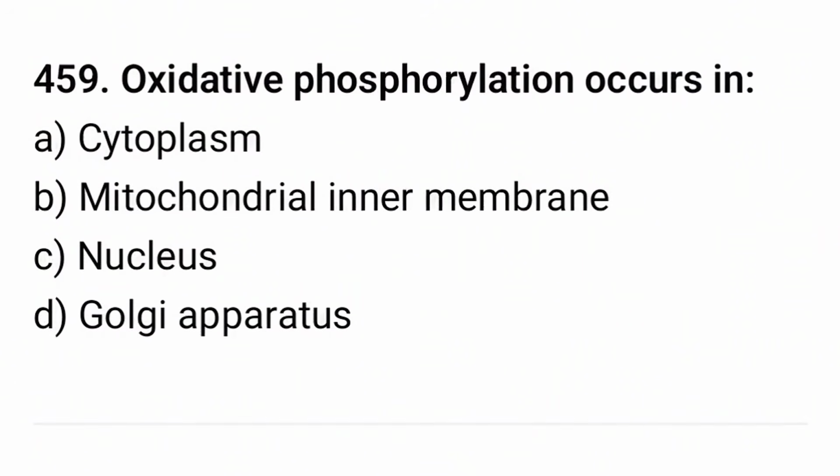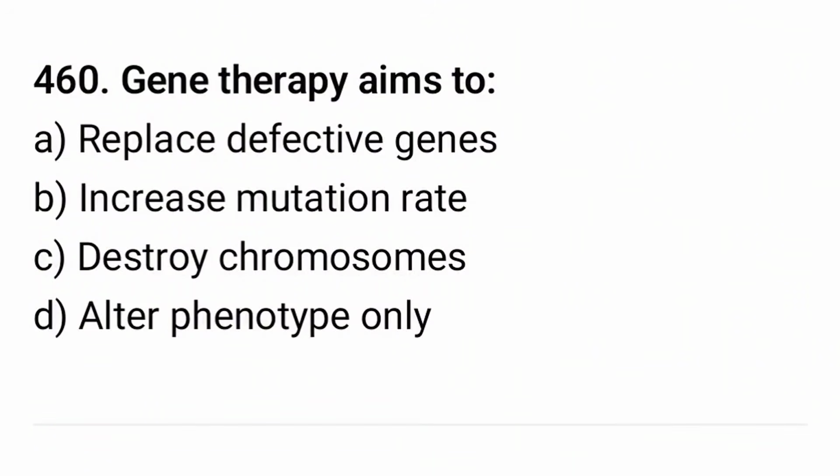Question 459. Oxidative phosphorylation occurs in. Right answer is option B. Mitochondrial membrane. Question 460. Gene therapy aims to. Right answer is option A. Replace defective genes.